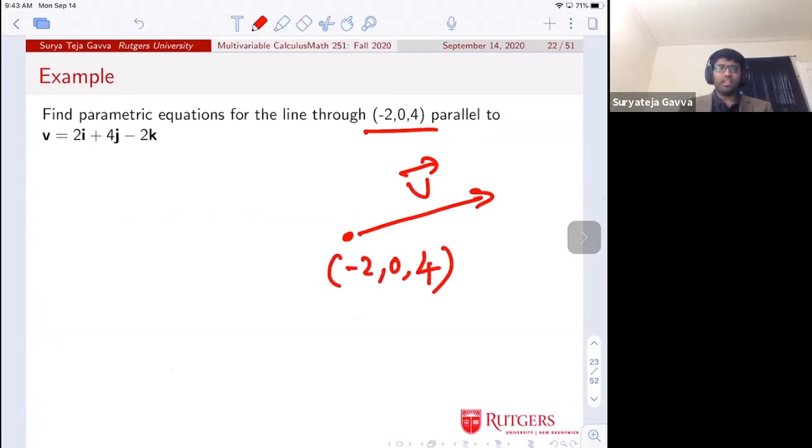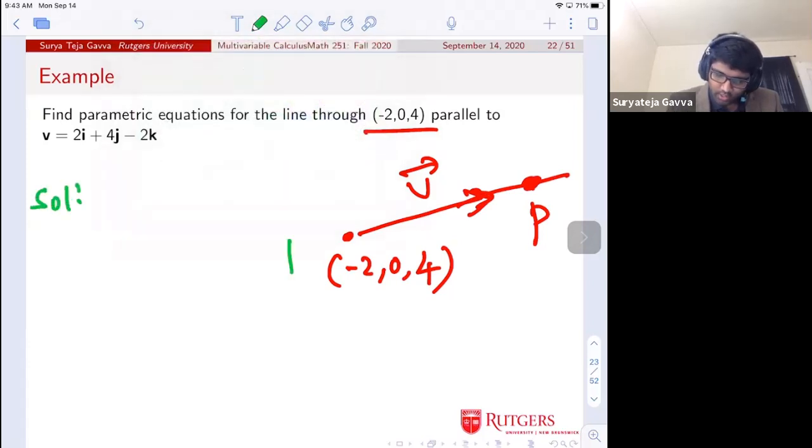So can you tell me how to find the equations for, say, a point on this line? A point on this line is here, P. This is the vector, and you want to find a point on the line. Okay, so let's see how you do that. What do we know? This is a point P0, say.